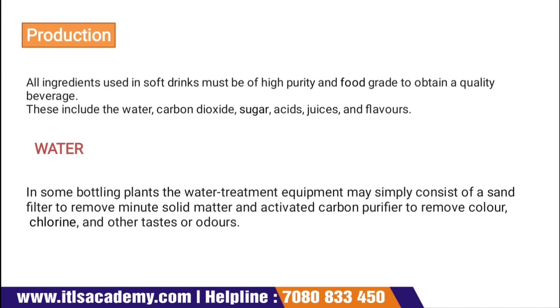Now comes water. In some bottling plants, the water treatment equipment may simply consist of a sand filter to remove minute solid particles, and an activated carbon purifier to remove color, chlorine and other tastes or odors. So the water that you are using for the manufacturing of any kind of beverages is full of impurities. So there are some sand filters, or sometimes you use RO, sometimes you use an activated carbon purifier. Why? Just to remove the solid particles, or you can simply say whatever impurities are there in the water. To remove those impurities, certain filters are used.